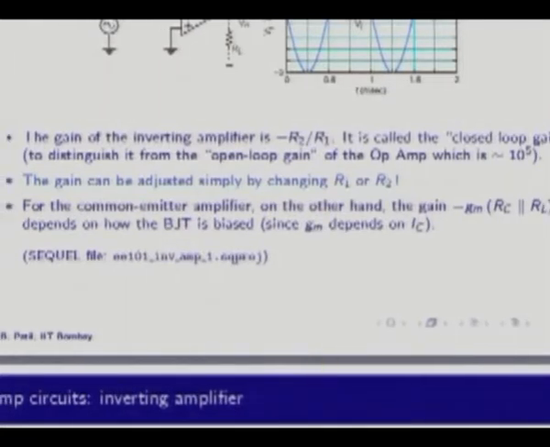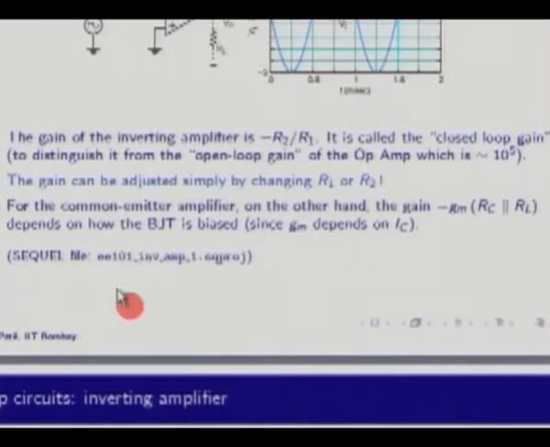That's very, very important. Imagine trying to do the same thing in a common emitter amplifier. You simply cannot do it. For the common emitter amplifier, on the other hand, the gain is minus GM times RC parallel RL, if you remember all of this. This actually will depend on how the BJT is biased, because this GM depends on IC, and the moment you change the temperature or beta or something, this gain is going to change. And if you change your RL, that will not affect the bias current because of the coupling capacitor, but it will change the gain in a cumbersome manner because it comes in parallel with RC.